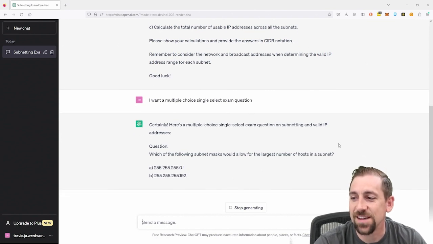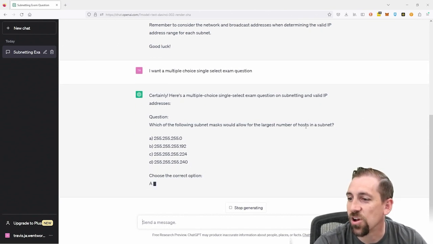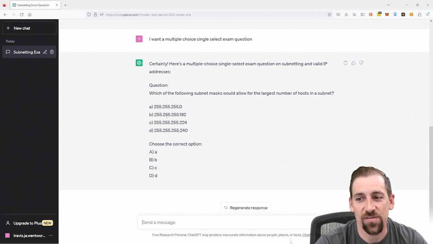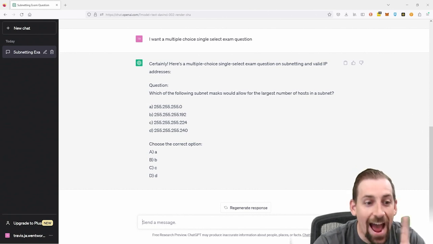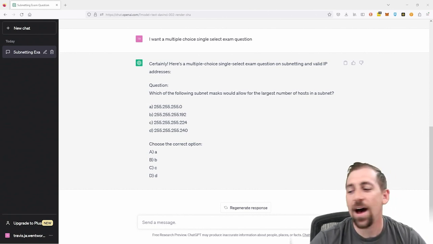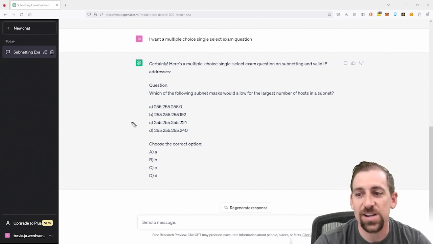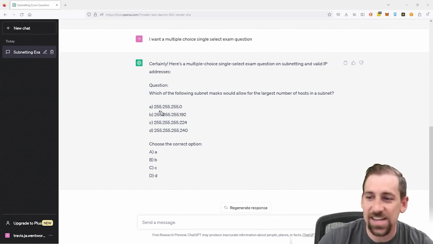Which of the following subnets would allow for the largest number of hosts in a subnet? And it's given me a number of choices here, the 255.255.255.0. And so now we can answer this question. And while relative to some of the other questions we've answered on this channel, this may be simple, for those of you who are interested in this style of questions, we can answer one here as well.